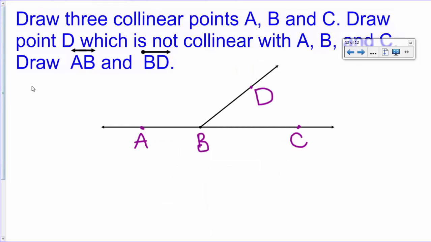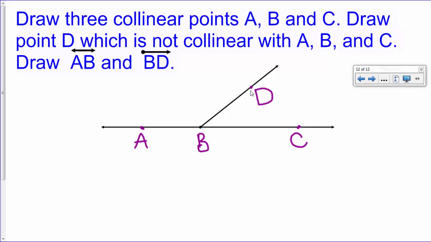And my third example, three collinear points, so they have to be on the same line, A, B, and C. D is not on the same line or not collinear with points A, B, and C. And we have to have a line ABC included on that, remember, because it's collinear, and a ray BD. And that's it for today for your lesson.